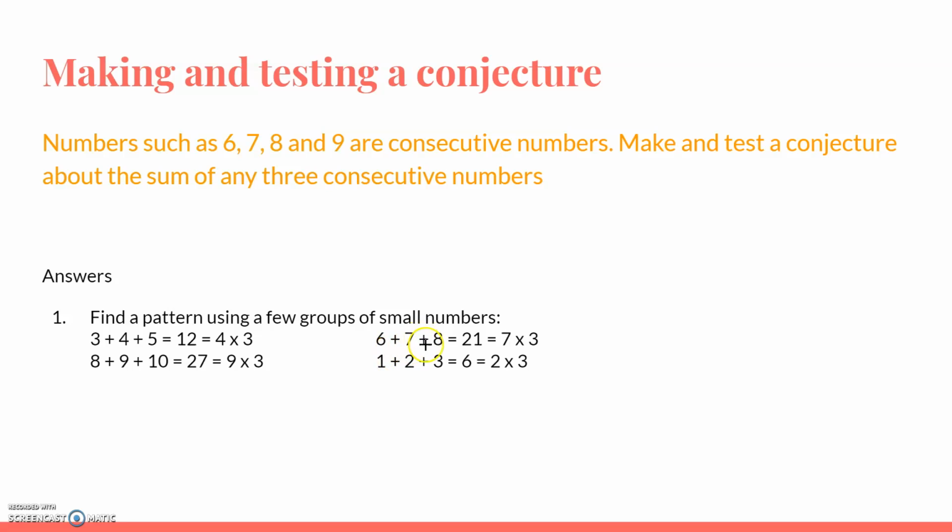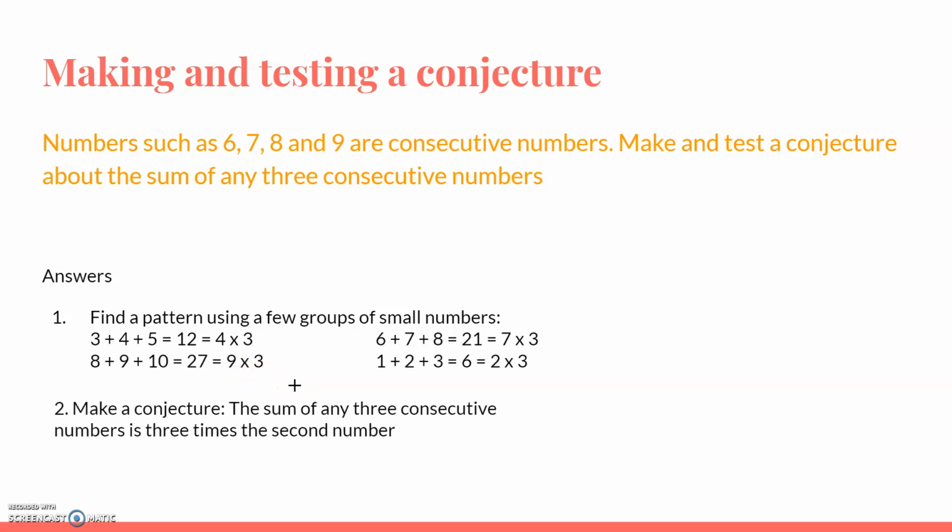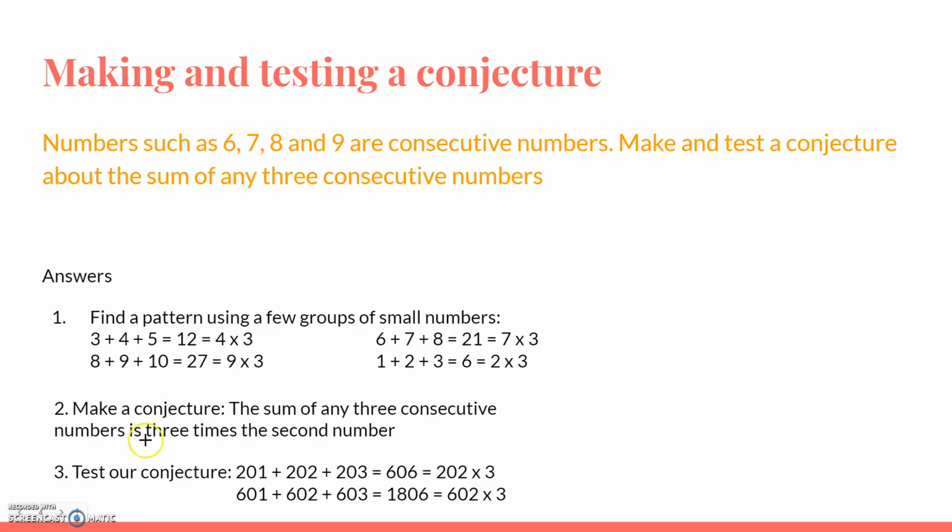The numbers 6, 7, 8 give us 21, and 7 times 3 is equal to 21. And 1 plus 2 plus 3 is equal to 6, and if you multiply the second number by 3, we also get 6. So as you can see here, there is a clear pattern. The second number multiplied by 3 will give you the sum of any 3 consecutive numbers. And that's going to be your conjecture: the sum of any 3 consecutive numbers is 3 times the second number.